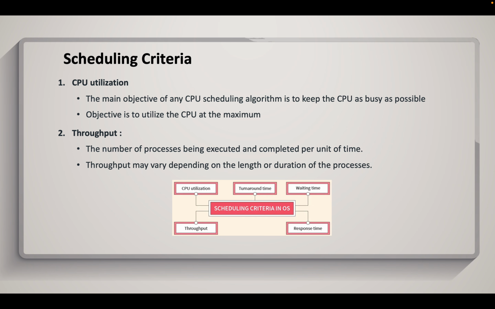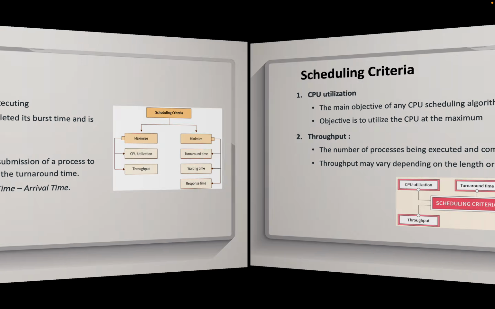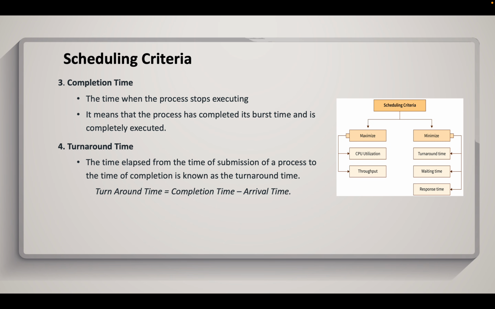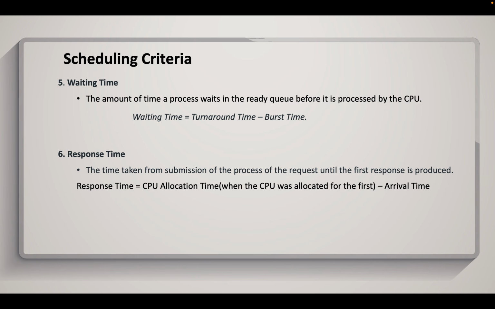There are some scheduling criteria. CPU utilization means how much the CPU is utilized. Throughput is how many processes are executed in one unit of time. Completion time is when the process completes its operation. Turnaround time is the total time of a process between its arrival and completion, that is, the time difference between arrival and completion.